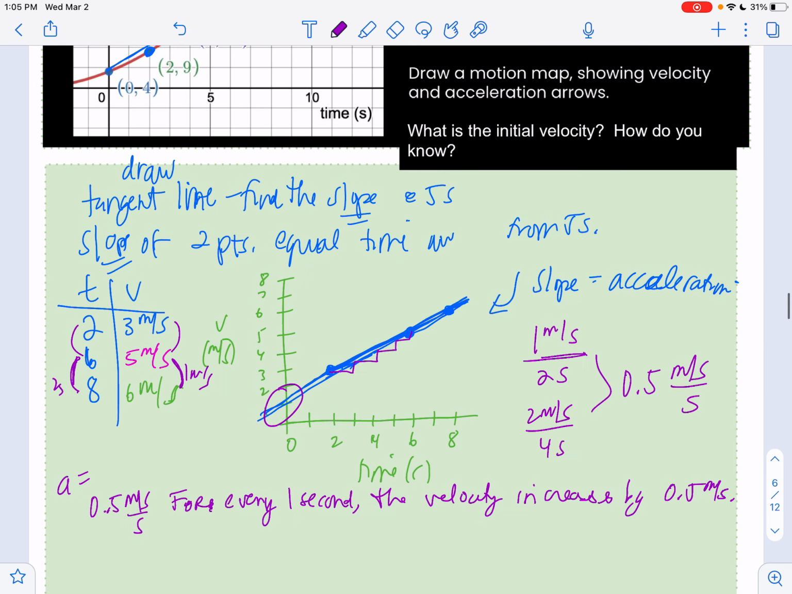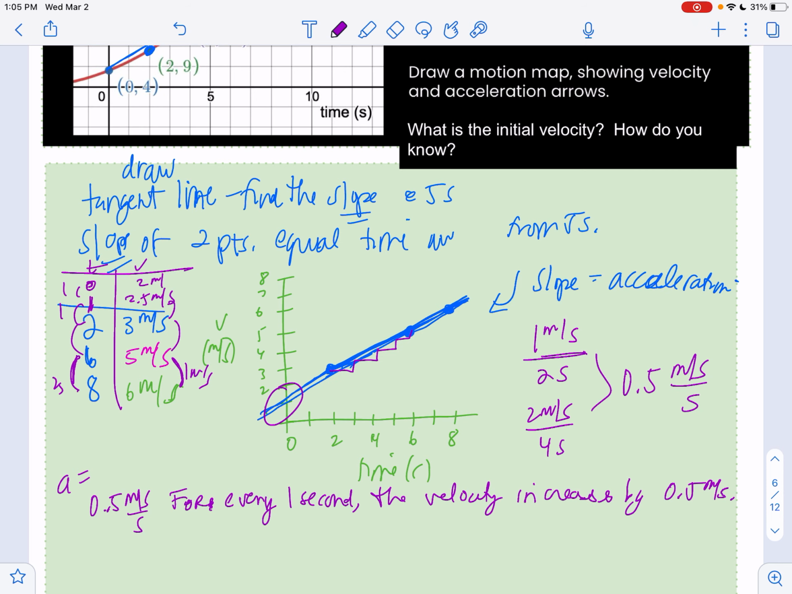Now let's go back and find the initial velocity, because I think that this graph maybe wasn't quite right. Let me make my table a little bigger. Let's work this back. Every 1 second that passes, this velocity should go down by 0.5 meter per second. So actually, this line should really cross at 2.